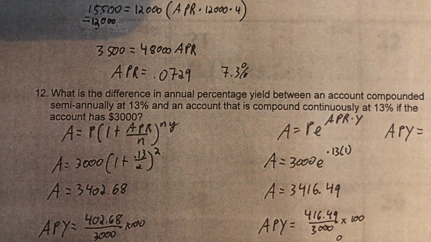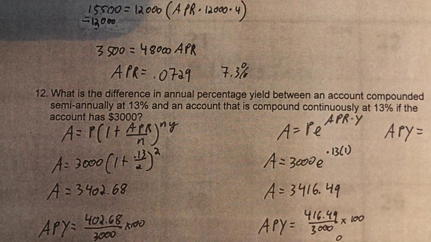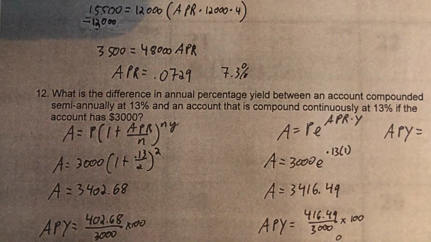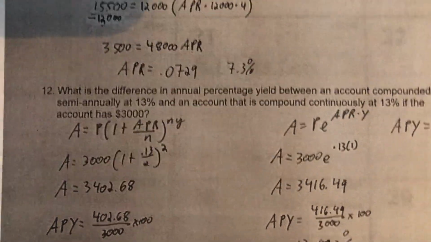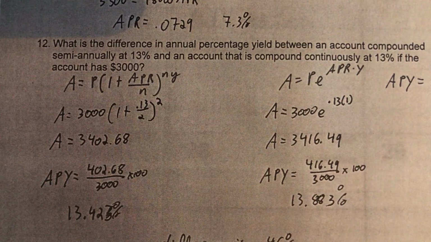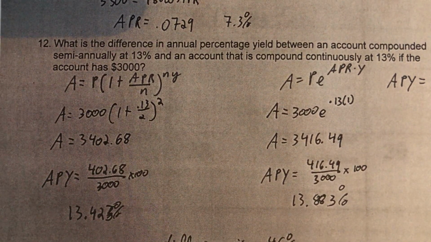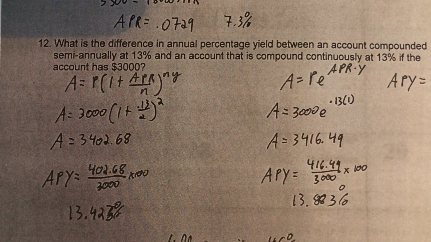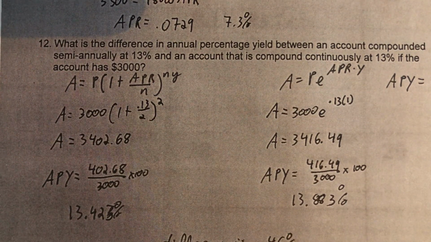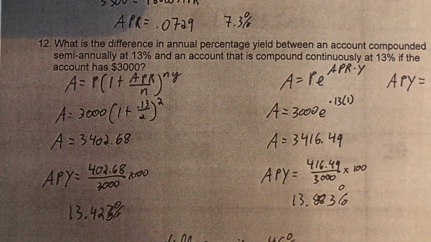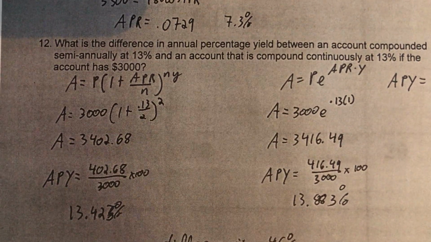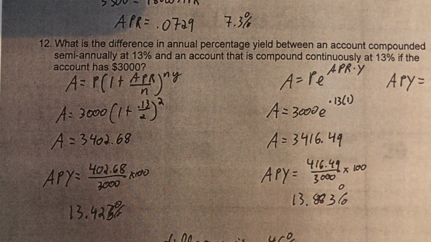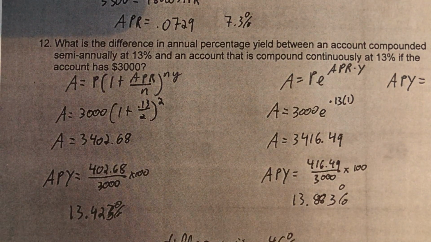Plug everything in the calculator, we would get $3,402.68. So the APY, we take the increase. So we went from 3,000 to 3,400, so we had an increase of $402.68 divided by the principal, times it by 100, and we were getting an annual percentage yield of 13.423%.